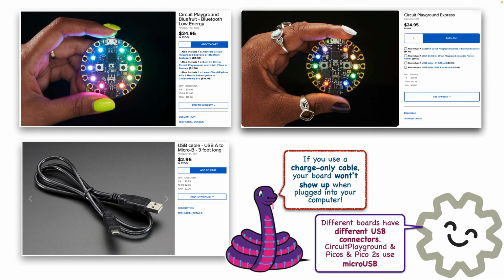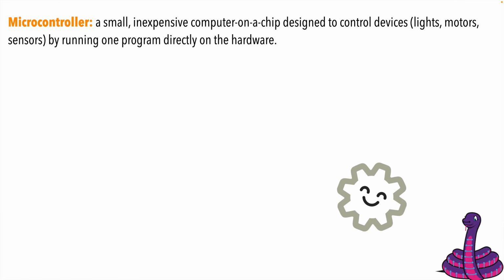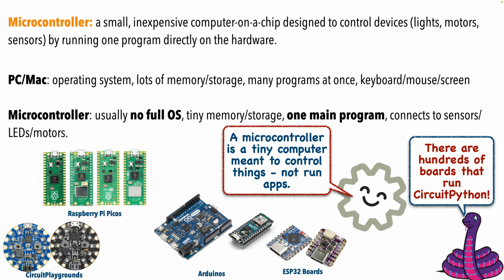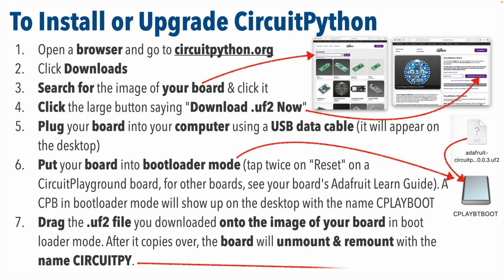And that's it. Now first, a quick word on how CircuitPython boards work. Boards like the Circuit Playground or Raspberry Pi Pico are microcontrollers. They don't have an operating system like full computers that run Mac or Windows do, but we're going to set up our microcontroller board with the latest file it needs to run CircuitPython programs. If you have a new board, these steps will put CircuitPython on the board, and if your board already has CircuitPython installed, these steps will make sure that you've upgraded to the latest version.